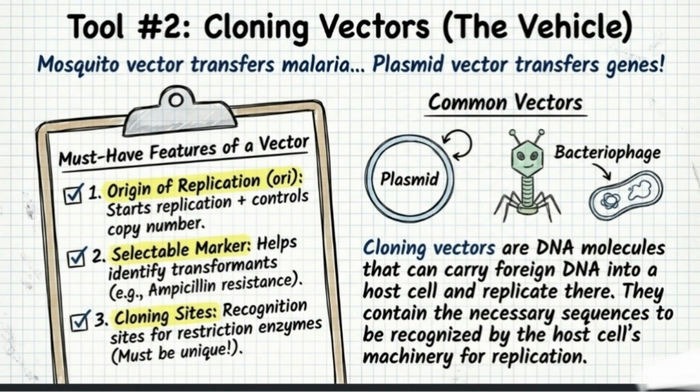Next topic: cloning vectors, the vehicle of DNA. What are cloning vectors? Cloning vectors are DNA molecules that carry foreign DNA into a host cell and replicate there. They contain special sequences that allow them to be recognized by the host cell machinery for replication. Common vectors: plasmid, bacteriophage.